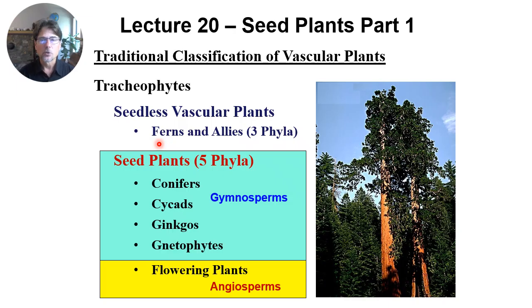And the other major group of vascular plants are the seed plants, also known as spermatophytes, because these plants reproduce via seeds. Among the seed plants, there are two major groups: the gymnosperms and the angiosperms. There are currently 4 phyla of gymnosperms that are recognized: the conifers, the cycads, the ginkgos, and the gnetophytes. And then the other major phylum of seed plants are the angiosperms, or the flowering plants.